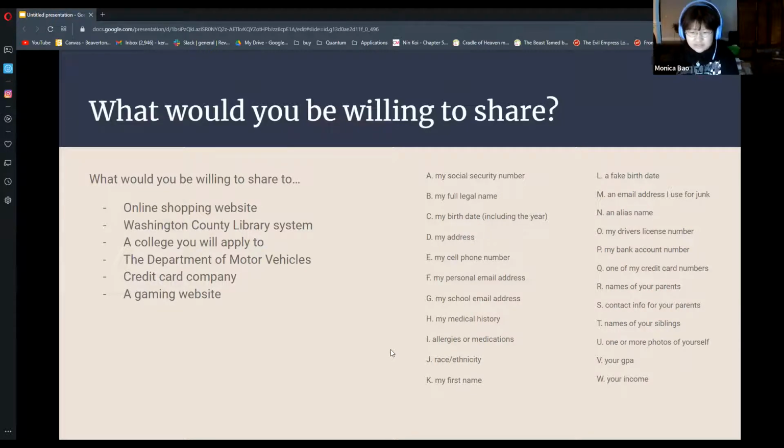I think there's different levels to it. So with an online shop, you would definitely need to give some kind of risky PII for them to be able to deliver stuff to your house. But stuff like maybe your social security card and one or more photos of yourself, I don't think that'd be necessary.